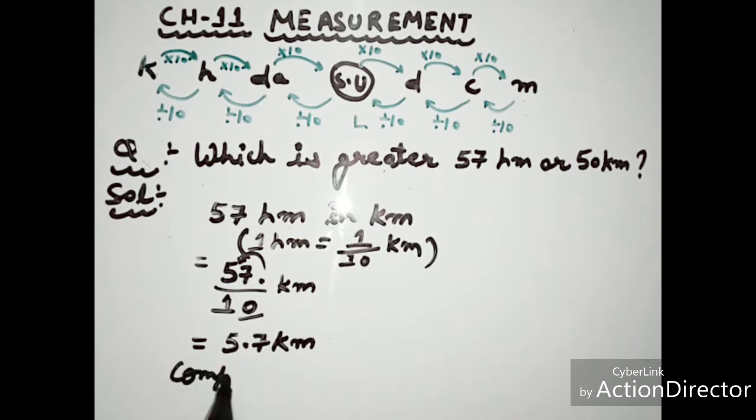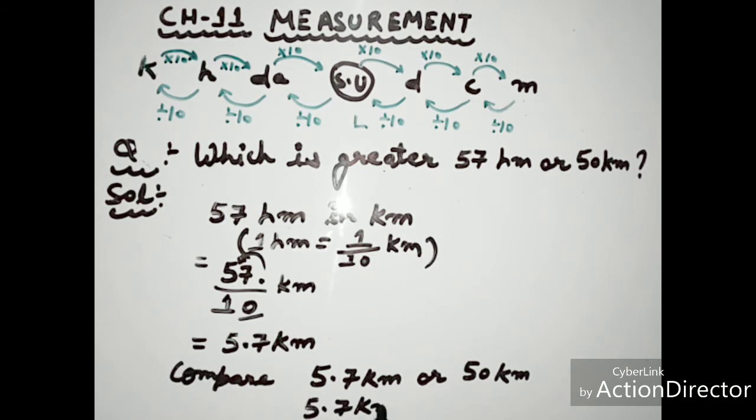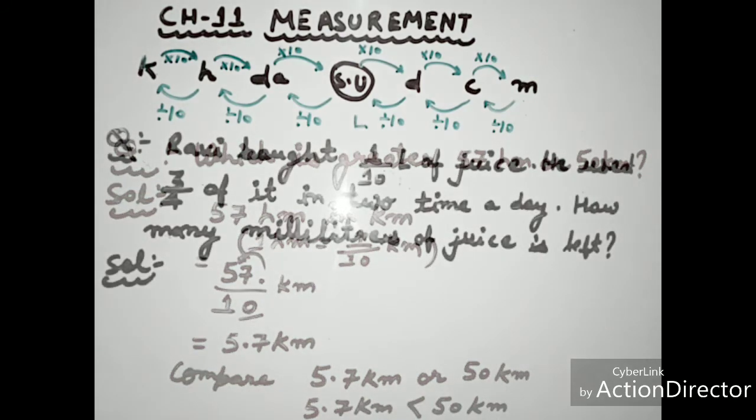Now we compare 5.7 kilometer or 50 kilometer. So here 5.7 kilometer is smaller as compared to 50 kilometer.